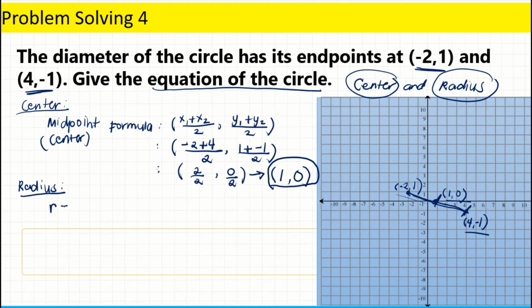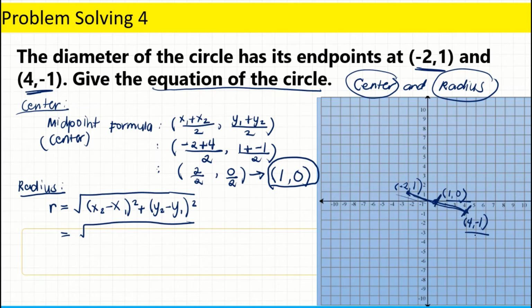So, R now is equal to the square root of quantity x sub 2 minus x sub 1 squared plus y sub 2 minus y sub 1 squared. Okay, so we have square root of x sub 2 natin. Pwedeng ito yung second point, tas ito yung first point natin na nasa center. So we have 4 minus 1 squared plus second point natin para kay y is a negative 1 minus 0 squared.